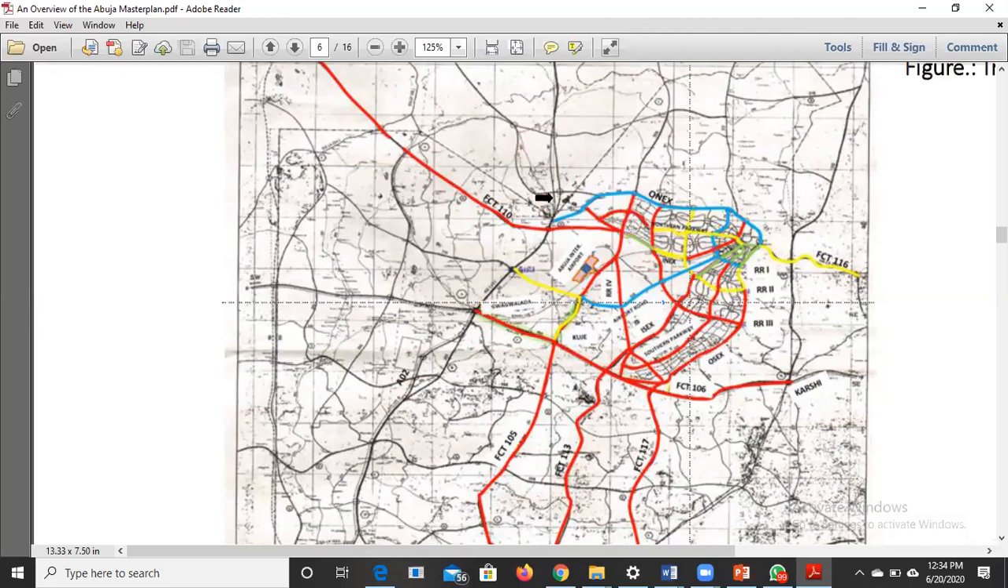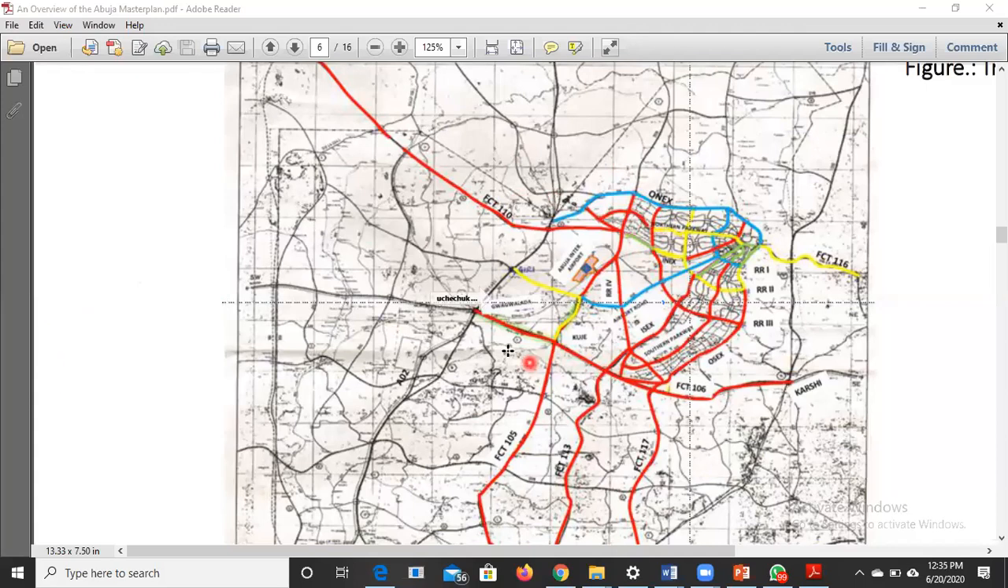I suggest that you take time and study the regional layout of road networks, because it formed the basis of the transportation network of the city. And then the two most important things that the planners did is to divide Abuja into the area they call the Federal Capital City, that's the FCC, and then the regional part of the city. The FCC, Federal Capital City, is supposed to be the main seat of power.